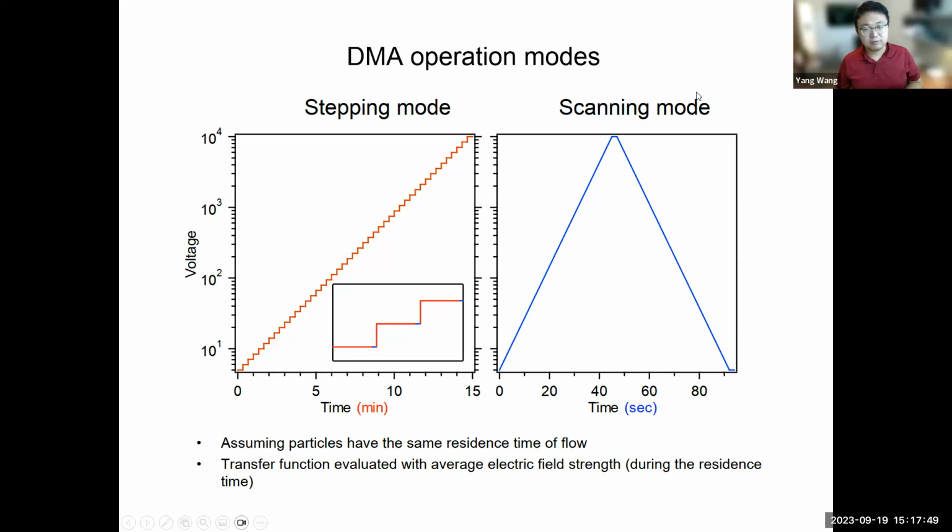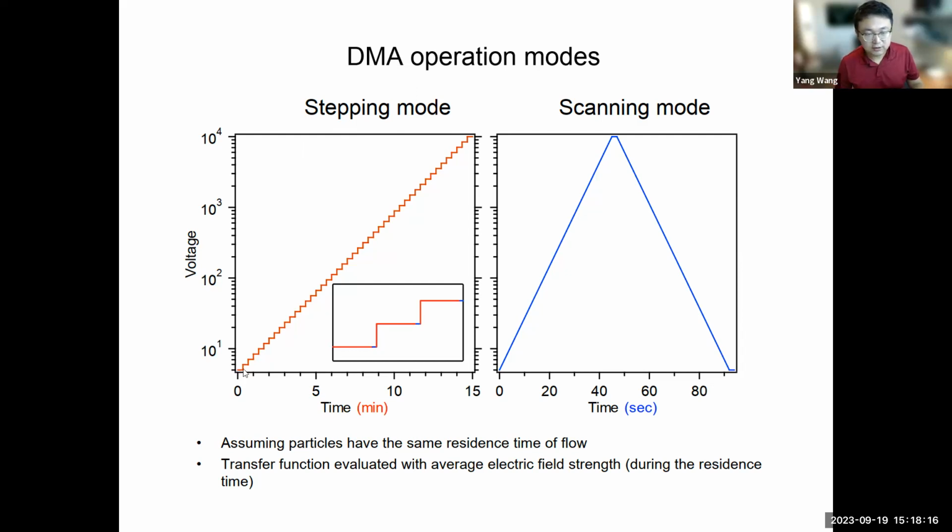Okay, so now we have covered the data inversion process of the SMPS. But one thing we want to mention is that here, we assume that when we operate the SMPS, we give it a voltage and then we record a CPC reading. We move to the next voltage and then record the CPC reading. So we're assuming that the SMPS system is operated under this stepping mode. You gradually increase the voltage, keep it for some time, and then move to the next voltage, and so on.